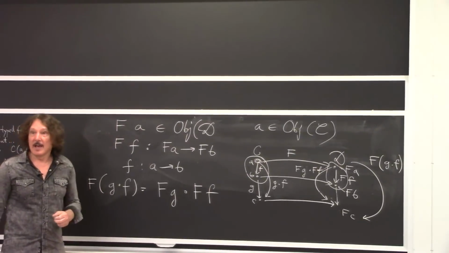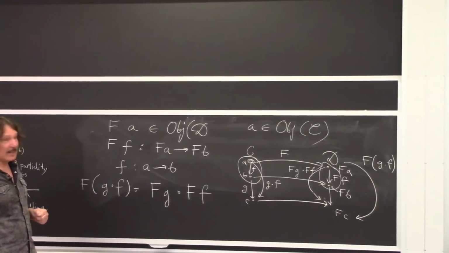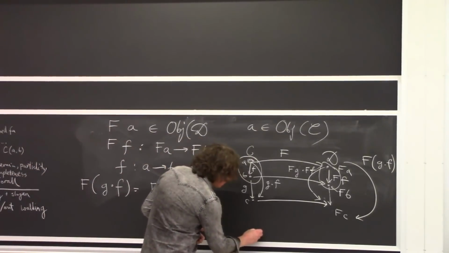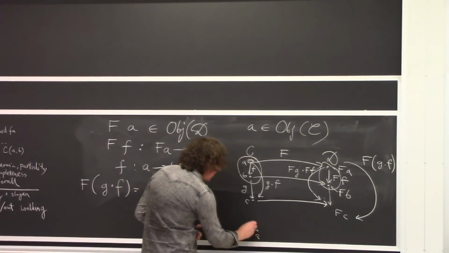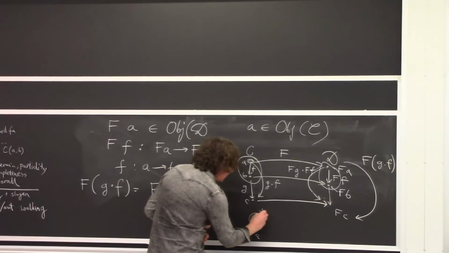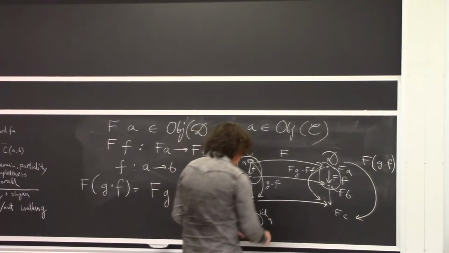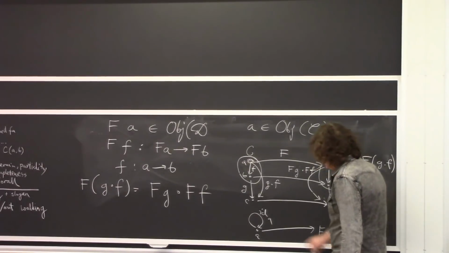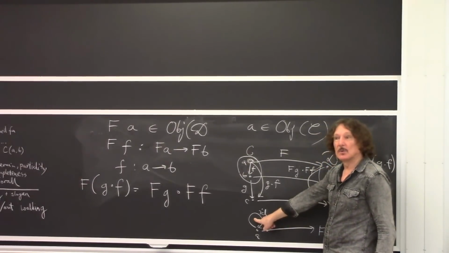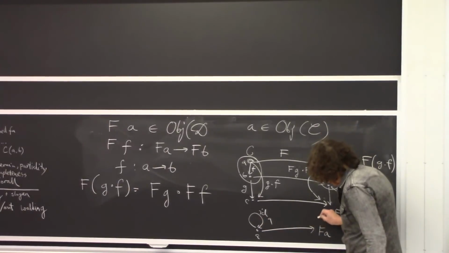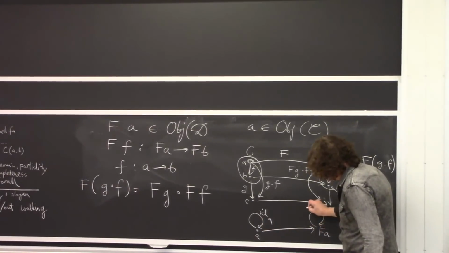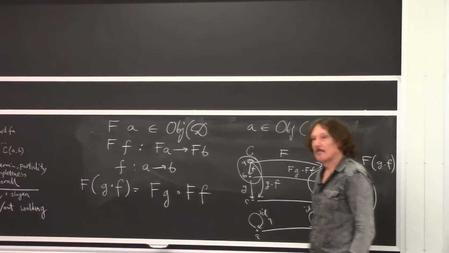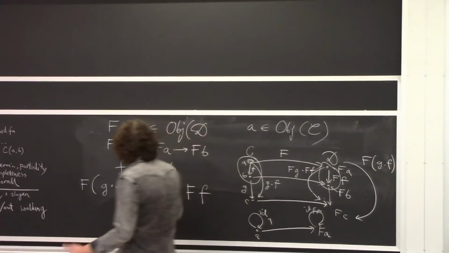Okay? And finally, identity, right? So what happens to identity? Identity is like, here's an object A. This is identity on A. A gets mapped into FA. What should this be mapped to? It should be mapped to an identity on FA. That's what preservation of structure means.